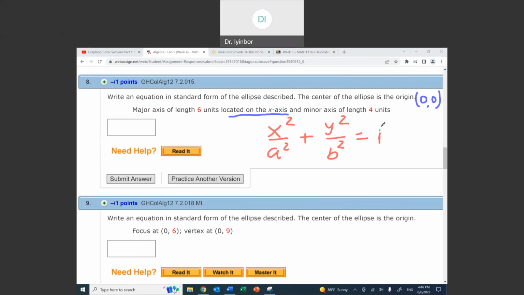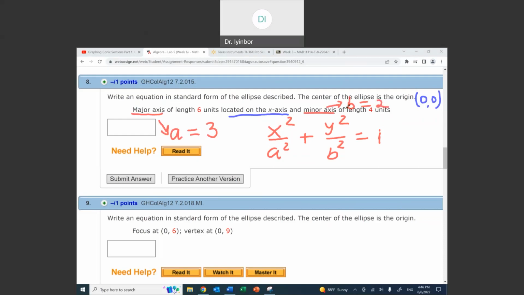So what we have, they give me major axis is 6. From the major axis, I can get the letter A, because half of the major is A. So what is A? Half of 6. 6 divided by 2 is 3. So A is 3. Half of the minor axis is going to give me the letter B, and B is half of 4, which is 2. So I already know A and B.